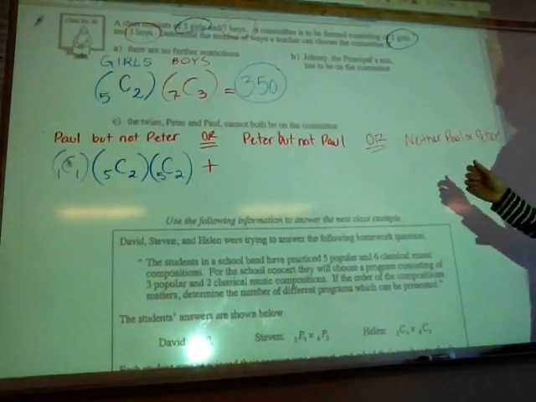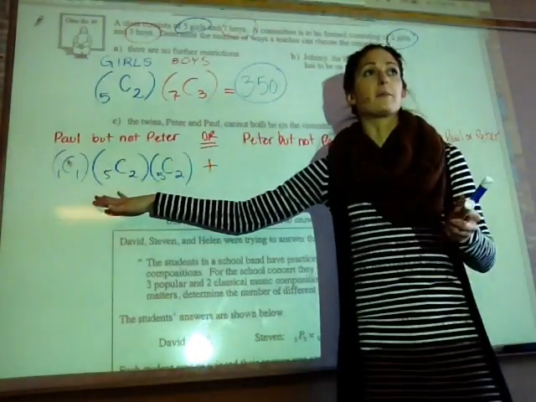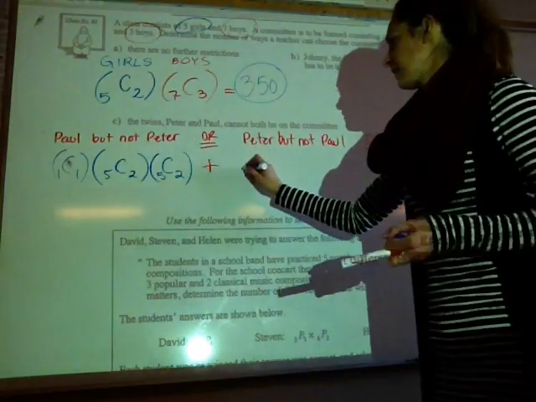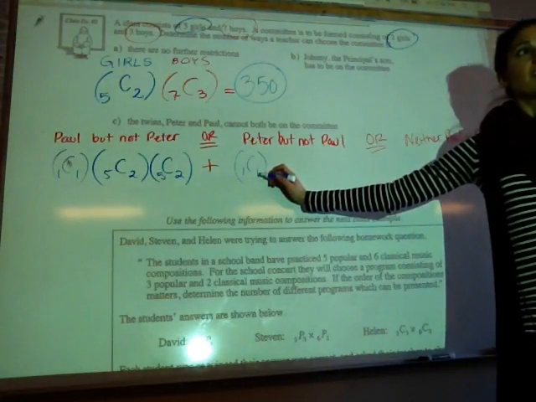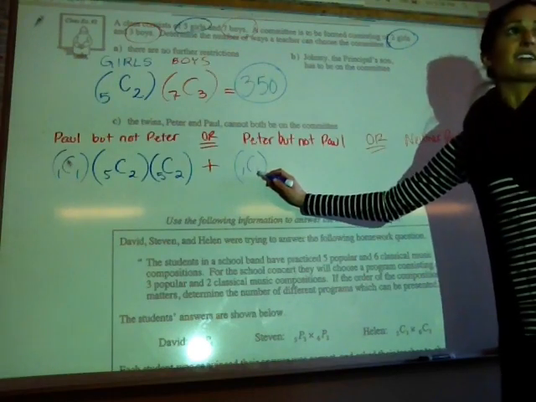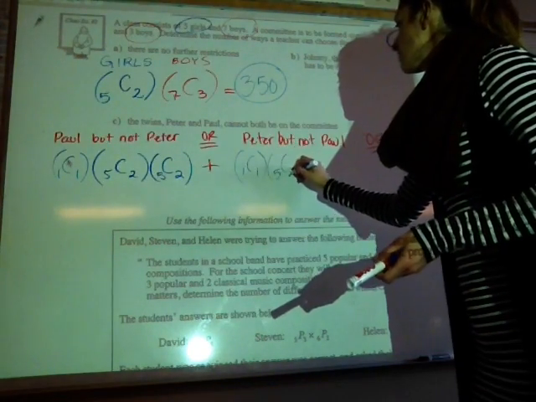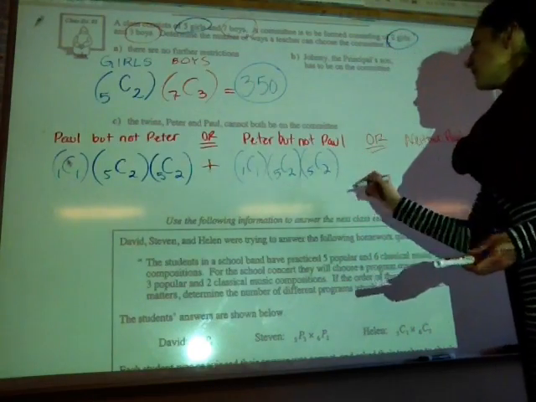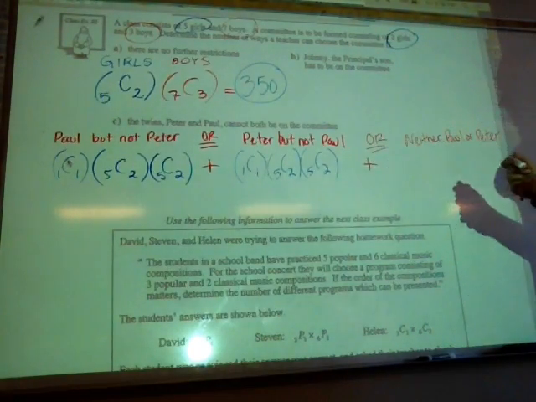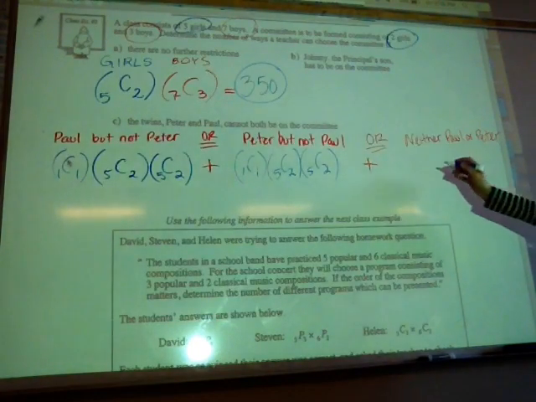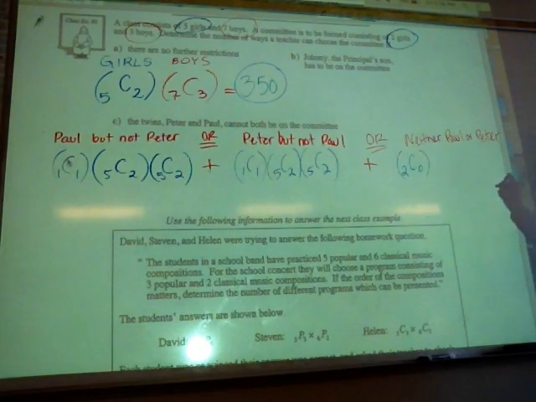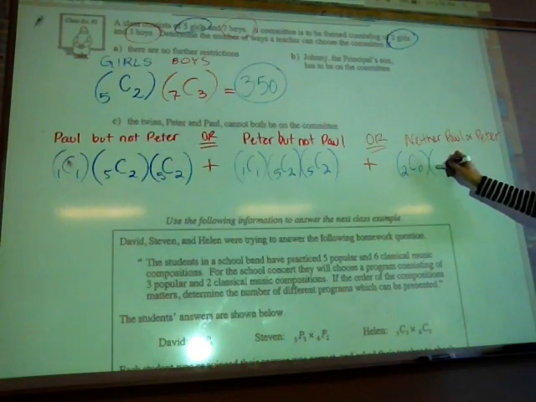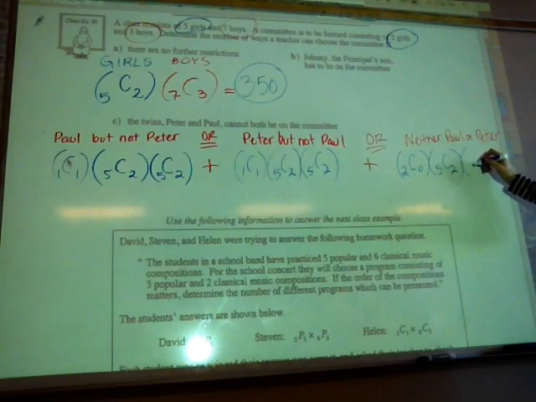Okay, now Peter's on the team, but not Paul. Does the scenario change from taking Paul or Peter? No, so we're just writing the exact same thing. 1, choose 1. And guys, don't waste your time by calculating 1, choose 1. It equals 1, okay? So you don't have to actually calculate it. Okay, and then 5, choose 2, and 5, choose 2. Okay, or, so we're adding. Neither Paul or Peter. Okay, well, we have Paul and Peter. We're taking none of them. Girls, 5, choose 2. Boys? 5, choose 3. Good.